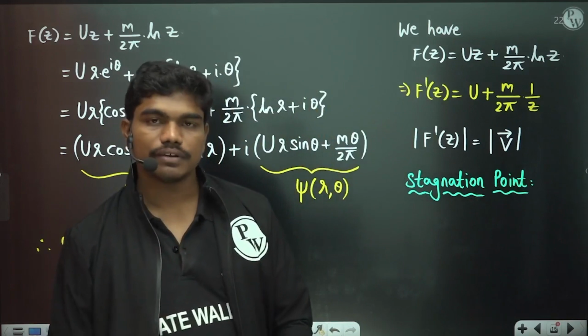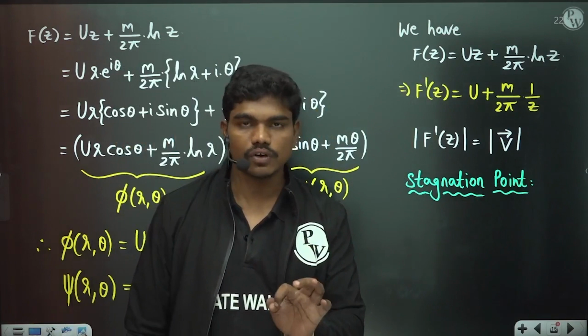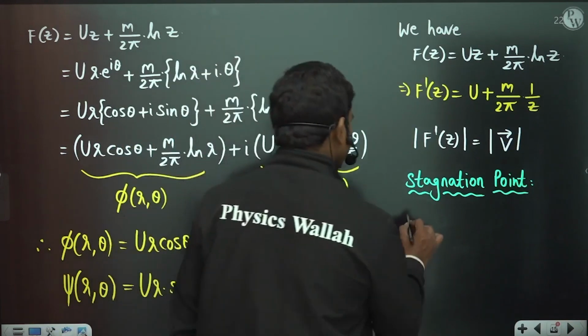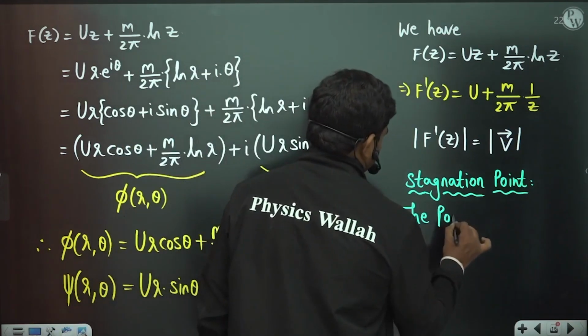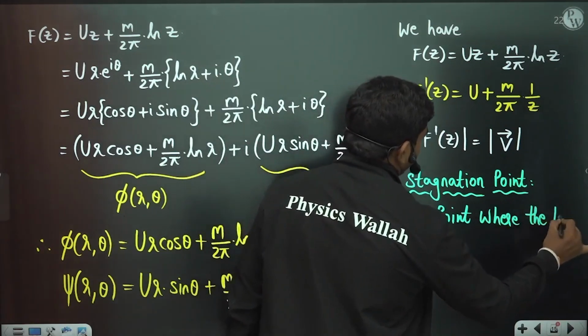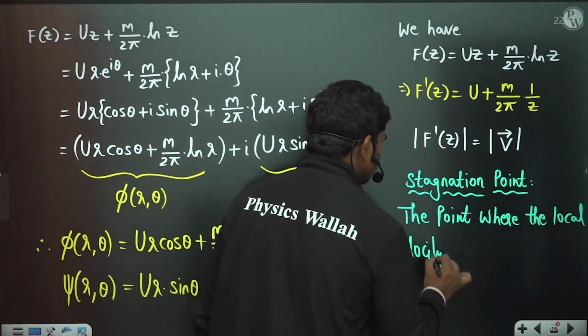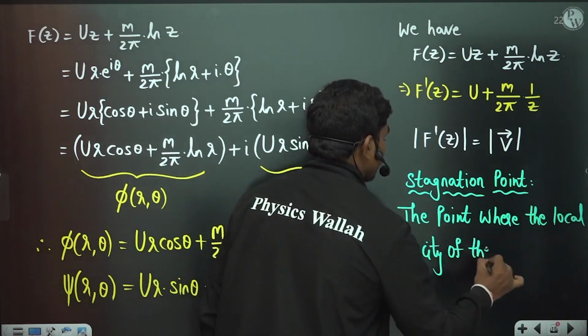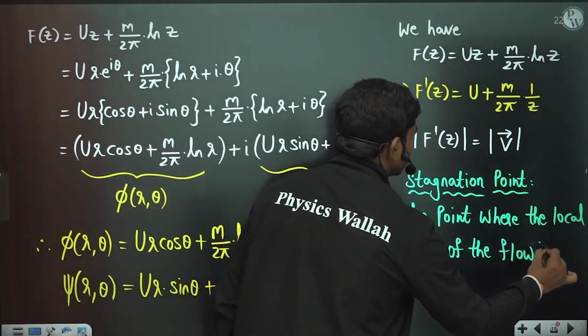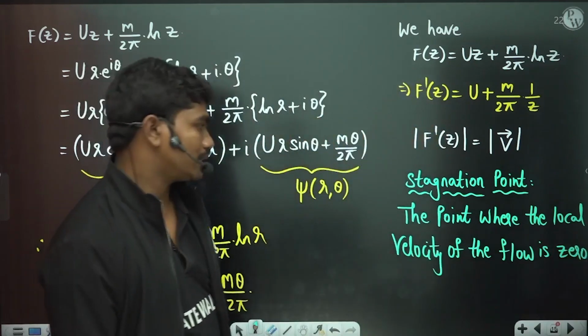So what is a stagnation point? We have seen in the case of pitot tubes, all these things, the point where the local velocity of the flow is 0, correct? So if you want to observe the stagnation point, try to understand this.